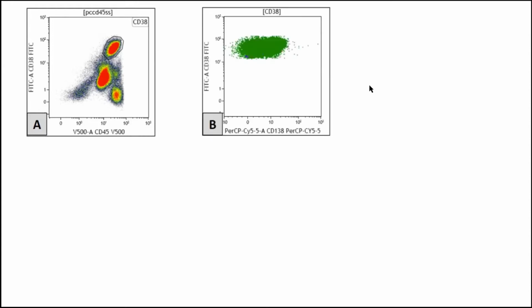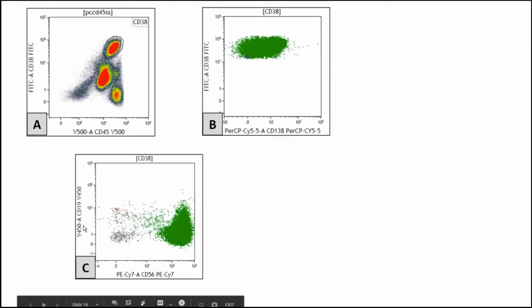Now we have taken only the cells from that first gate, which we called CD38. While bright for CD38, these plasma cells are heterogeneous dim to negative for CD138 expression. CD19 is negative, and CD56 is brightly positive. This immunophenotype is consistent with neoplastic plasma cells.